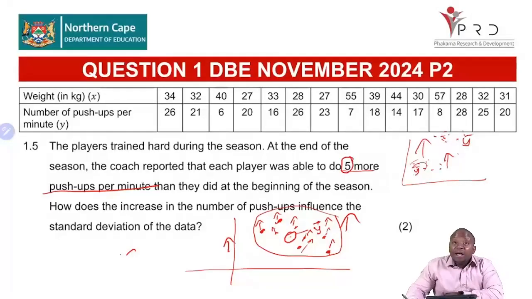Now let's continue and read our question. The question says, how does the increase in the number of push-ups influence the standard deviation of the data? Now, let us remember what the standard deviation is. With standard deviation, we are just looking at how far the points are from our mean value. In simple terms, how spread out these points are from our mean value. So they are spread out, so you can see that is the distance. Then you can see that they were here, they were here, they were here.